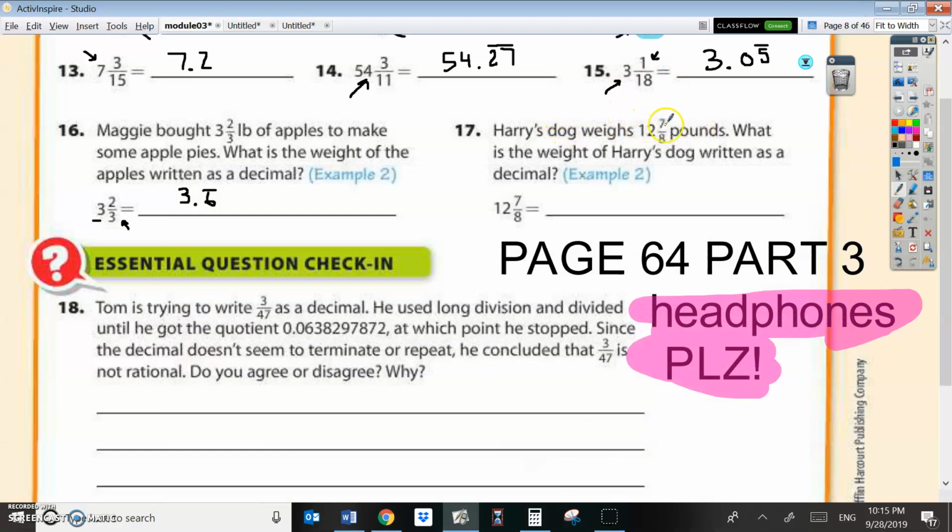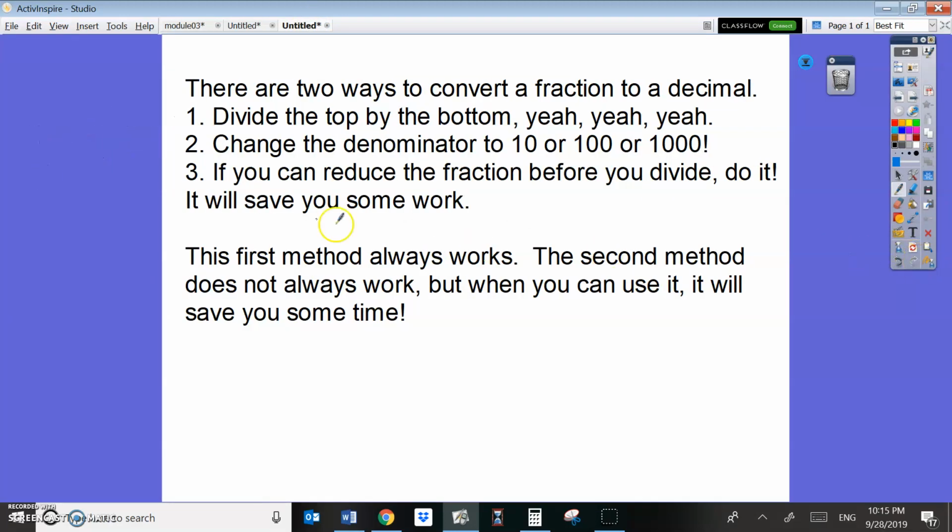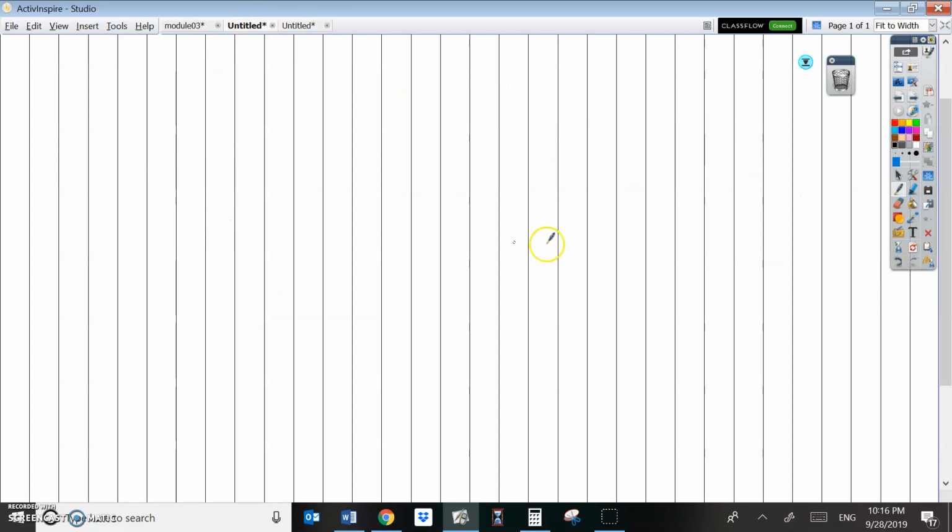Harry's dog weighs 12 7/8 pounds. 12, and okay, let's convert 7 over 8. Can it be converted by dividing? Yes. Can it be simplified by changing the denominator to 10, 100, or 1000? No. Can you reduce the fraction to save some work? No. So just divide it. 7 over 8. Divide the top by the bottom.